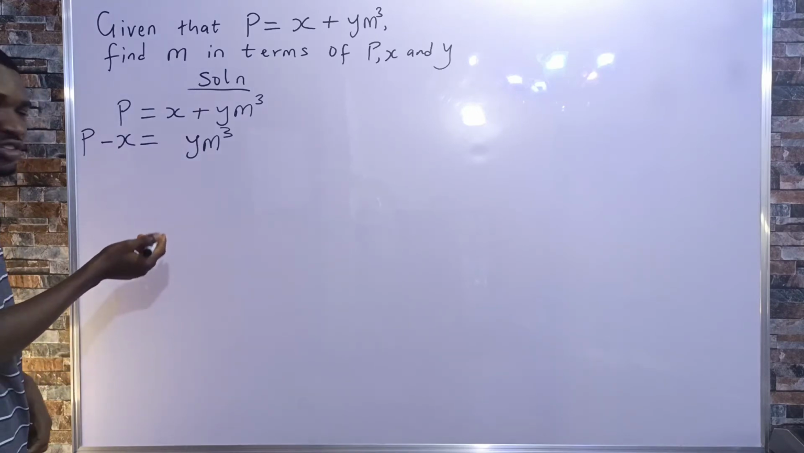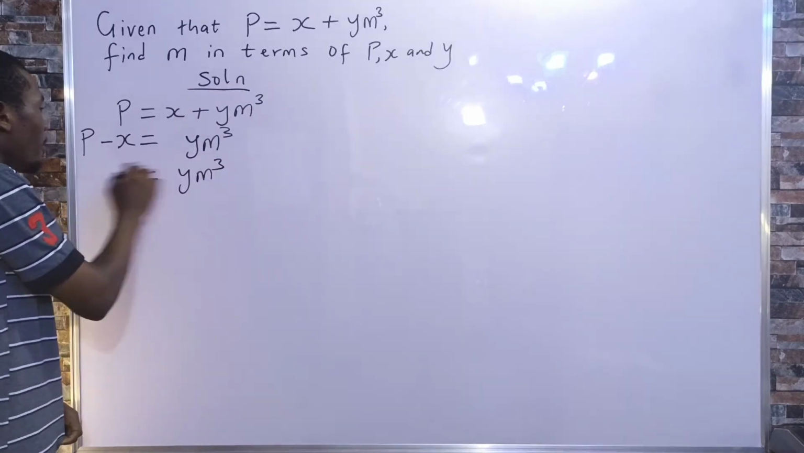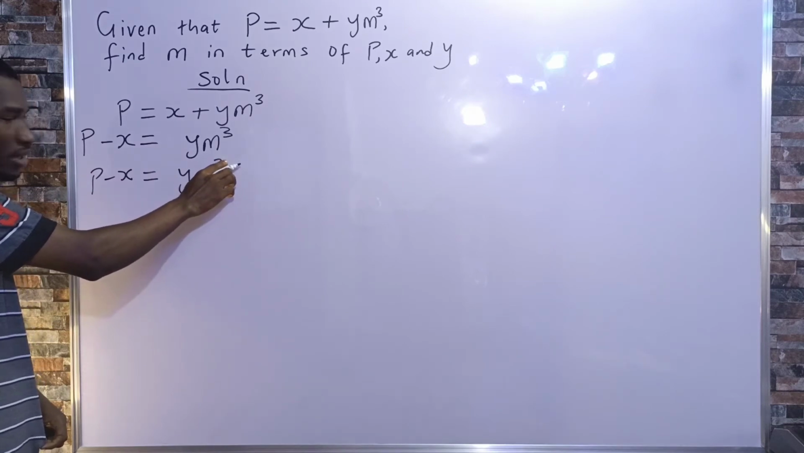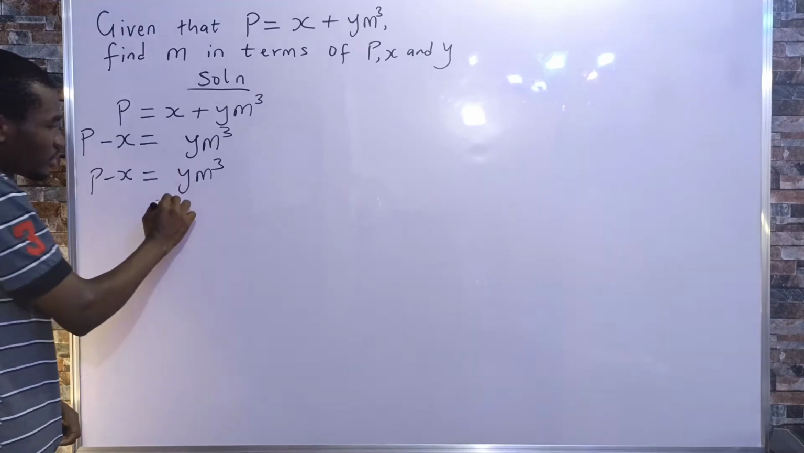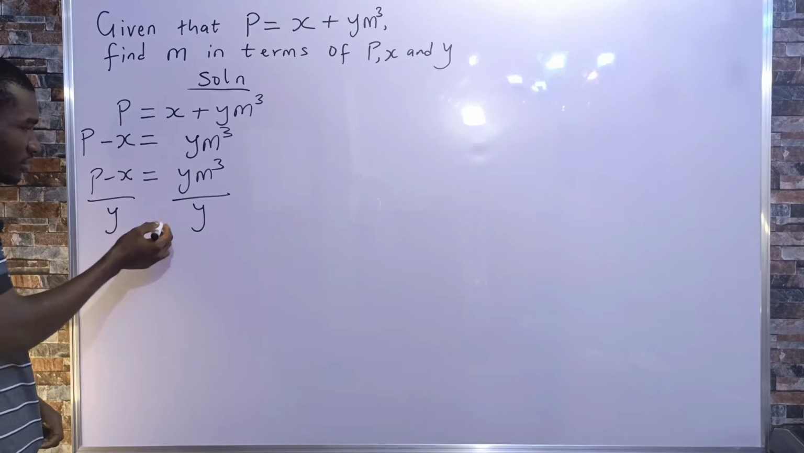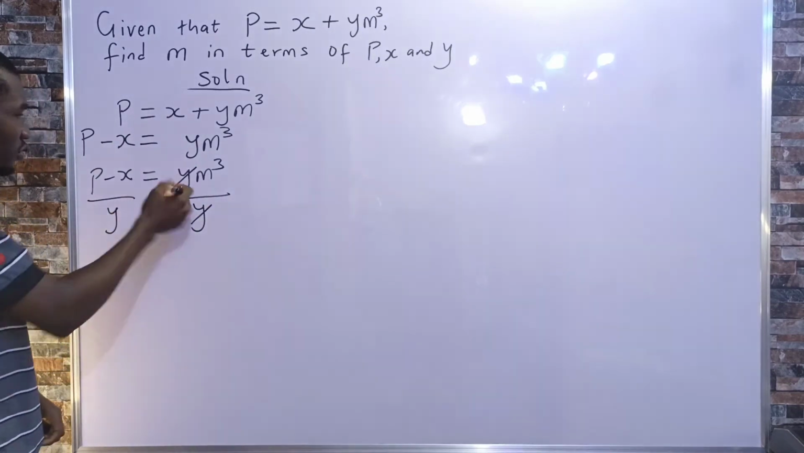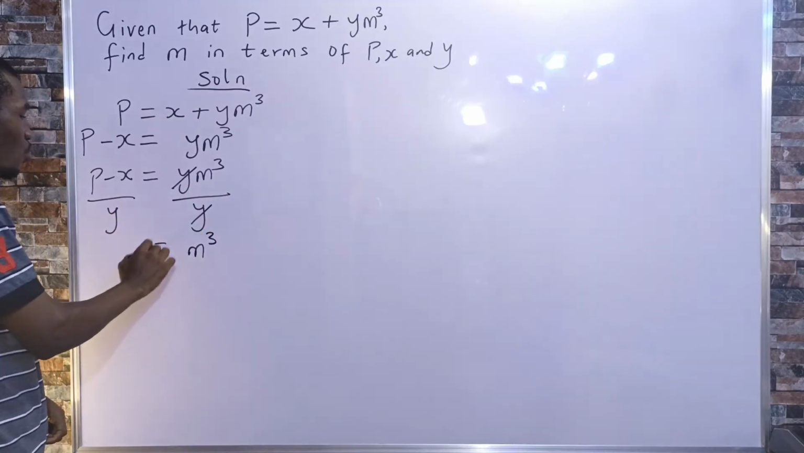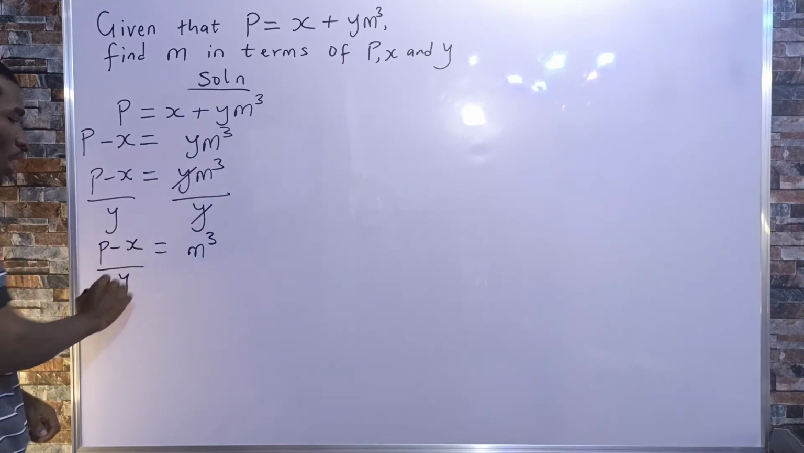Then the next thing to do is that I will divide both sides of the equation by the coefficient of m raised to the power of 3. And remember, the coefficient of m raised to the power of 3 is our y, so I will divide both sides of the equation by y, so that it will be easy for y to cancel out the y here. And obviously we are left with m raised to the power of 3, and that is equal to p minus x all over y.